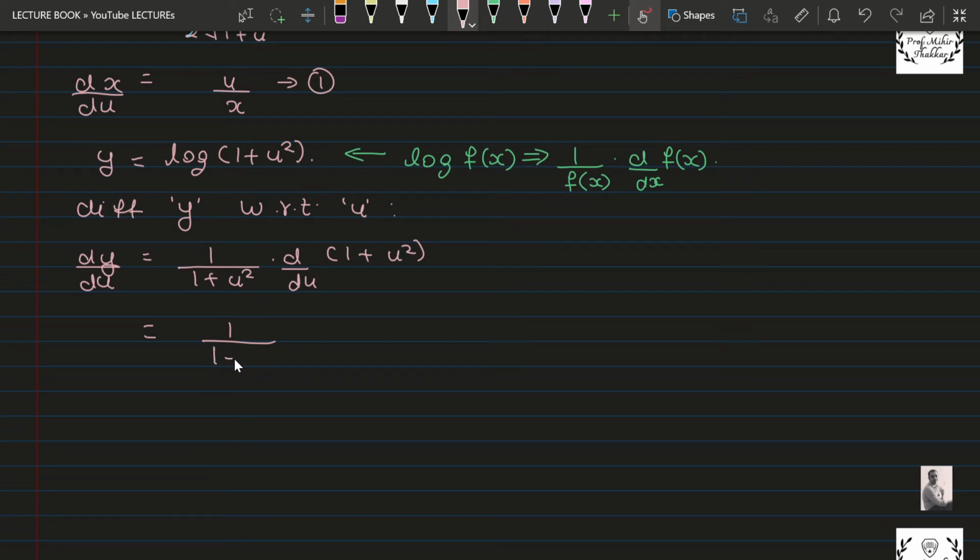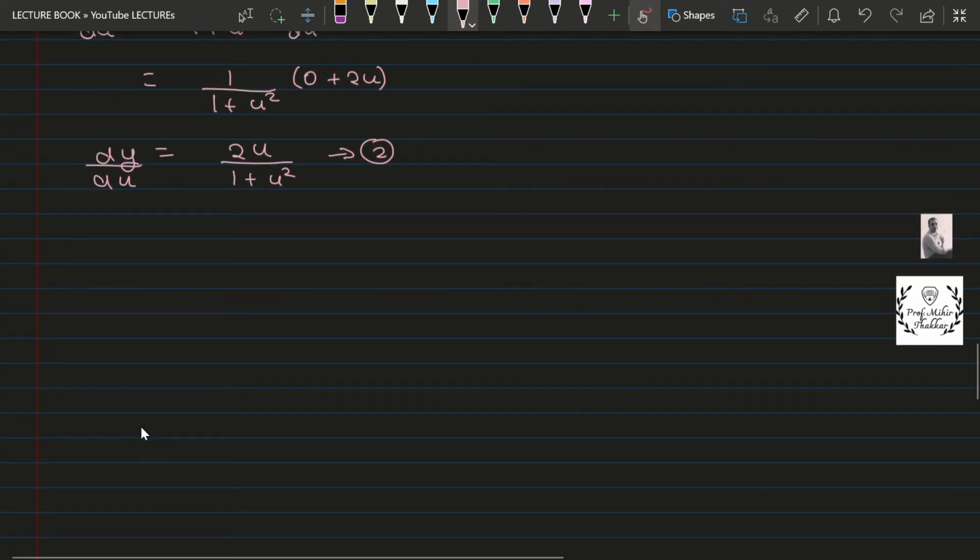So we leave it as it is. And this element over here, it is 0 plus 2u. So you get the answer as 2u upon 1 plus u square. This is your equation 2, dy upon du. Now guys, because we are interested in calculation of dy by dx, again we will say divide equation 2 by equation 1.